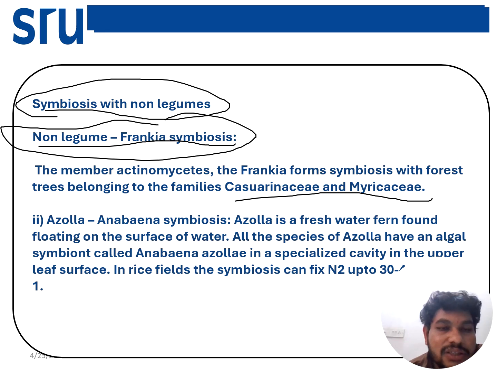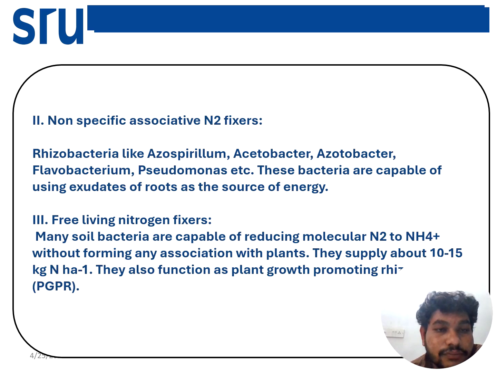Actinomycete Frankia forms symbiotic nitrogen fixation with forage crops belonging to the family Casuarinaceae. Another symbiotic example is the Anabaena azollae symbiosis. Azolla is a freshwater fern found floating on the surface of the water. All the leaves of Azolla have the algal symbiont Anabaena azollae, which has a specific cavity for heterocysts where nitrogen fixation will occur. It will fix nitrogen up to 30 to 40 kg per hectare.